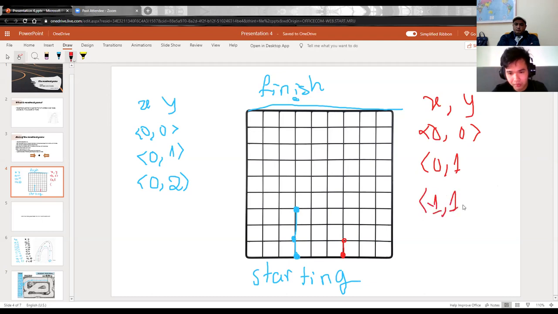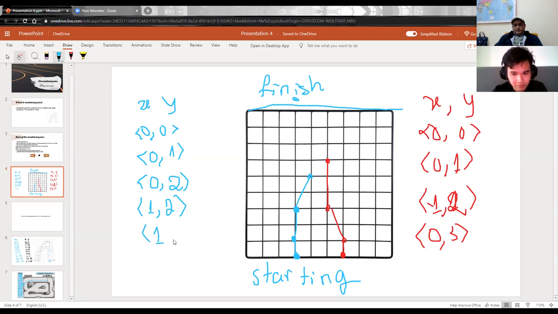0, 0, 0, 1, -1, 1, 2. So it's landed here. Zero, 3, 1, 2, 3, slant it here for the blue. Decided to go 1, 2, reach it here. The next turn, 1, 2 again. So it reached here.